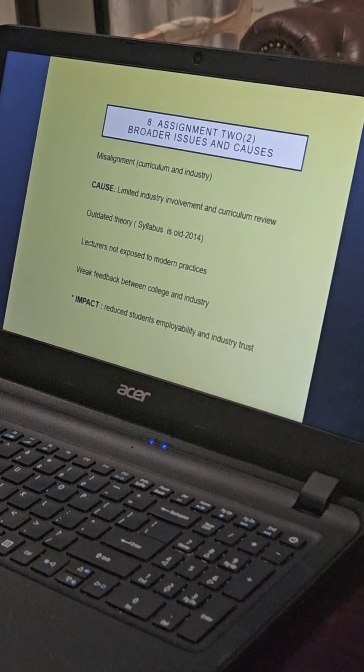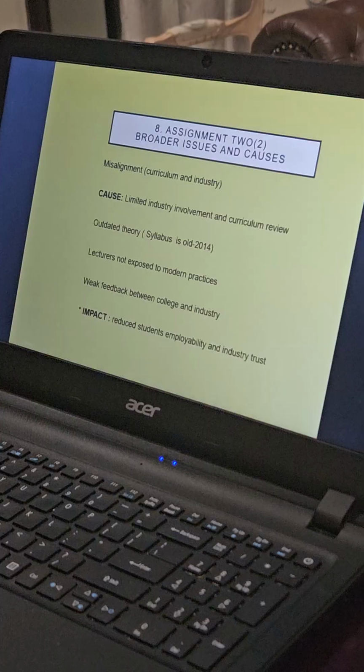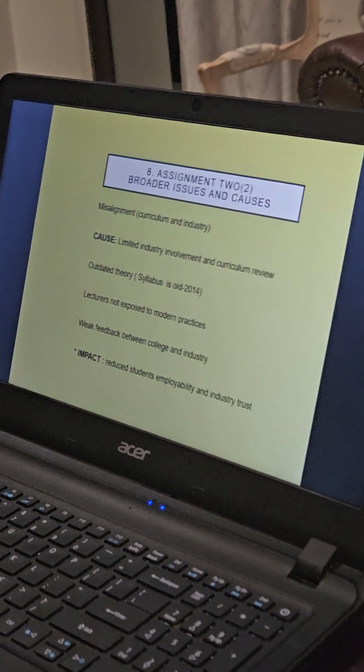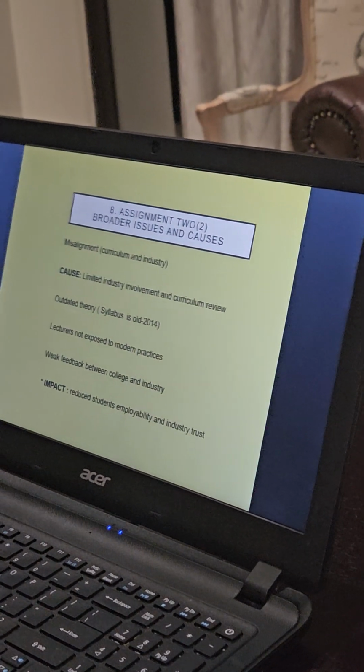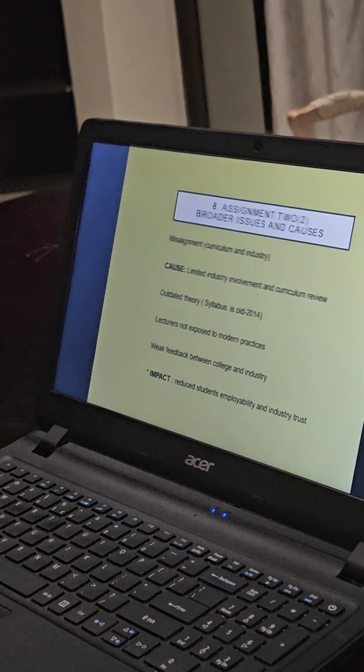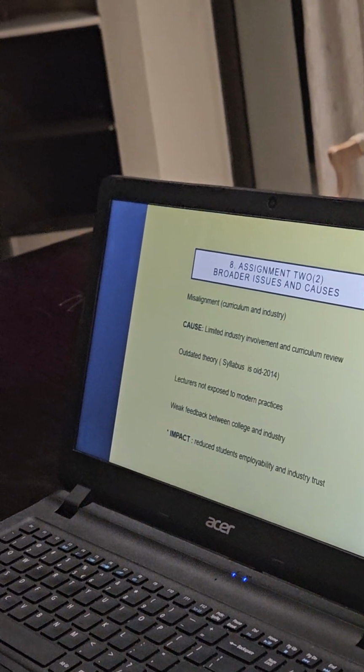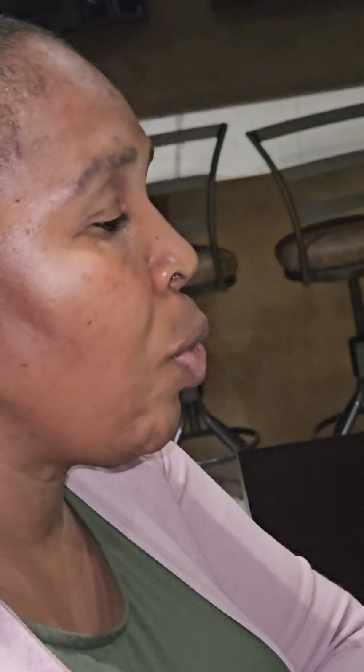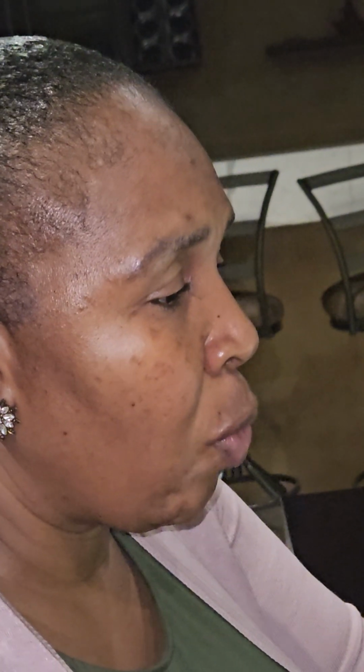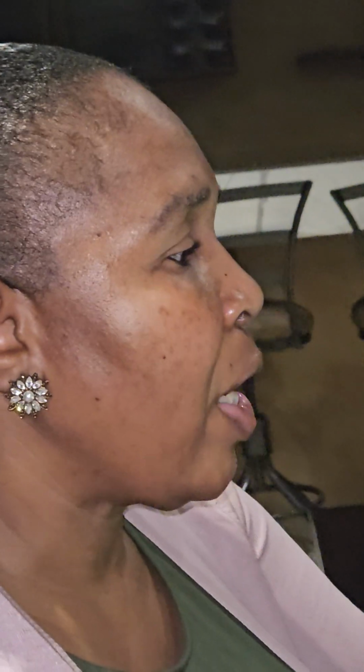We also received weak feedback between college and industry, because when students are getting to industry, they're not able to perform according to the expectations of the industry. The impact of this will be reduced student employability and industry trust, because industry will not be able to trust our students when they come to their place of work for job knowledge.